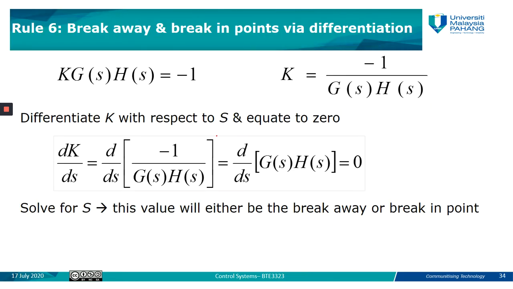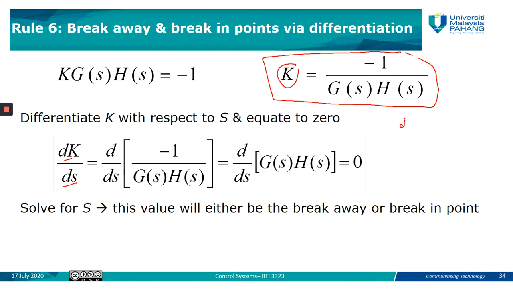Here we need to learn how to find this point. According to the characteristic equation, which is KG(s)H(s) + 1 = 0, or KG(s)H(s) = -1, the value of K can be calculated based on this formula. We can use the value of K to calculate the breakaway and break-in points. So we apply differentiation of dK over ds: now we have K, we need to apply the derivative.